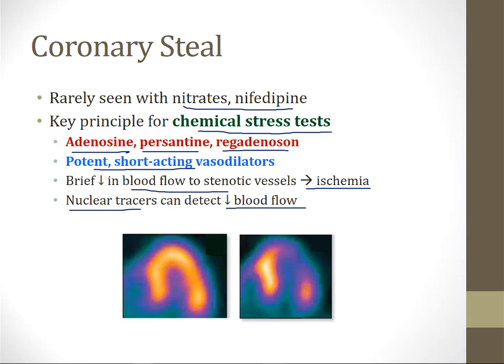If you look at this image on the bottom left side of the screen, this is a patient's left ventricle during a chemical stress test. A nuclear tracer has been injected, which is delivered to the myocardium proportional to blood flow. And you can see that the entire left ventricle lights up equally and therefore is orange.